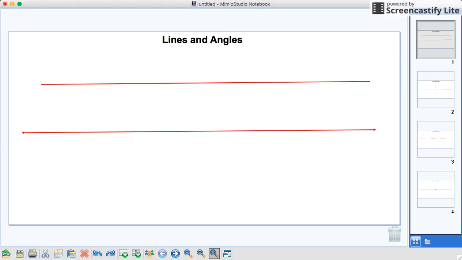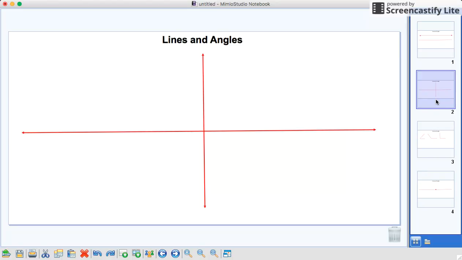Let's not get that confused with this item. This is a line segment. Notice that I have two endpoints on either end, which indicates that we are talking about this certain portion of the bigger line that, as we've said, goes on for infinity.